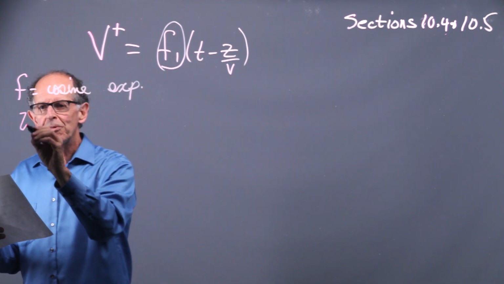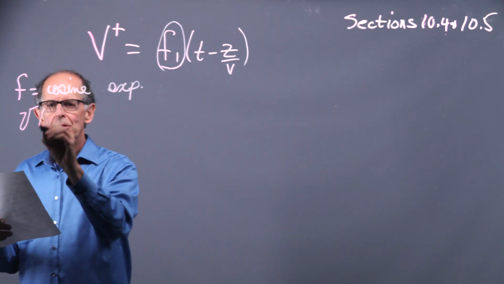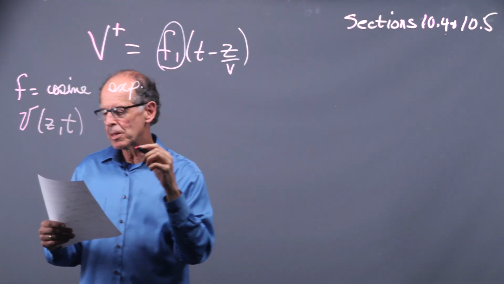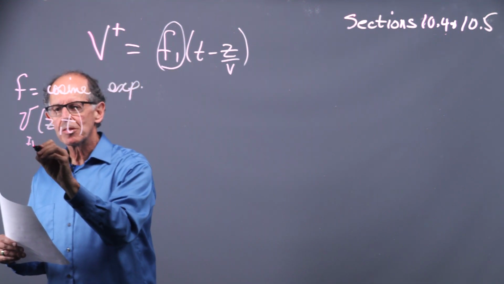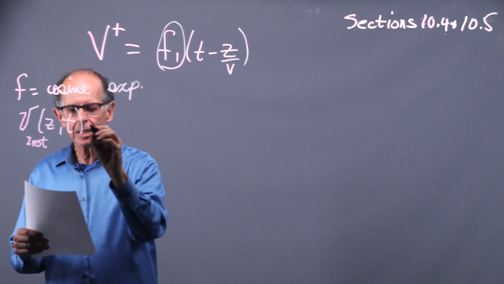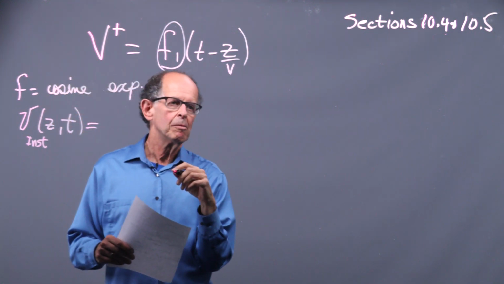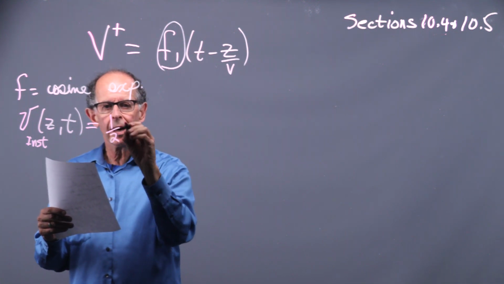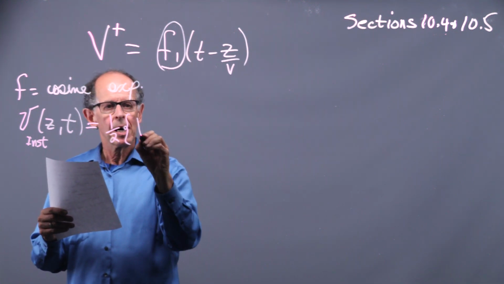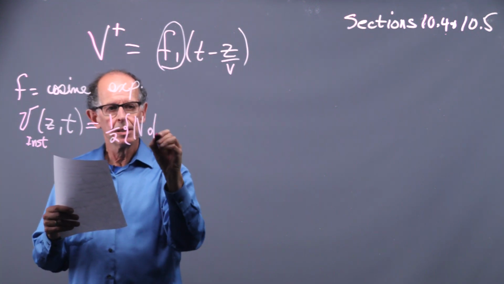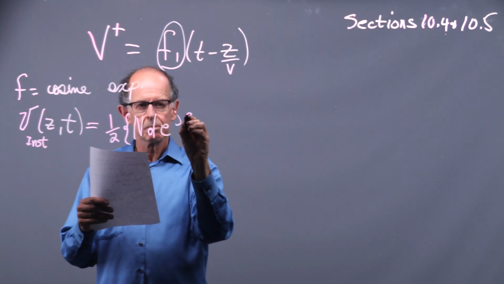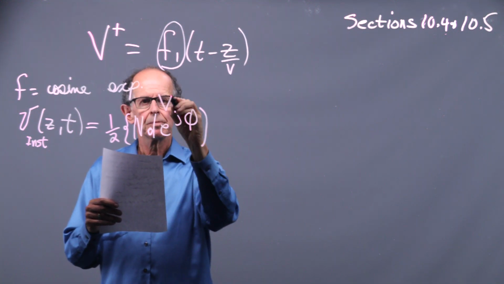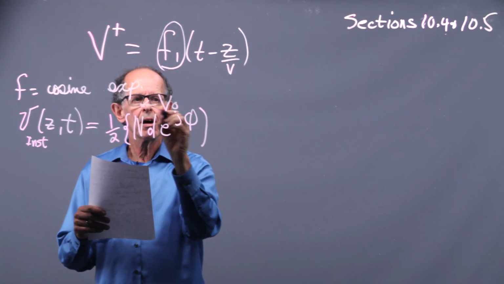So there is script V of Z, and they use Z rather than X as we used before, instantaneous. So it's the real instantaneous voltage, and it looks something like this. 1/2 of a complex amplitude, and this is referred to as V naught.